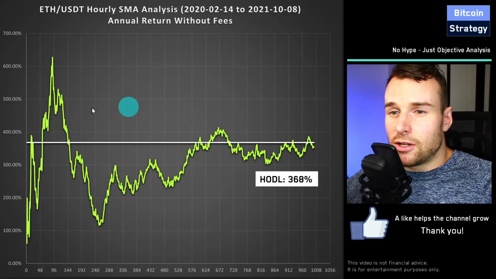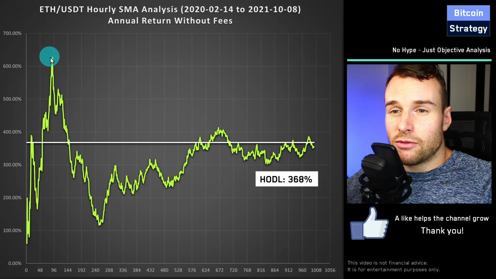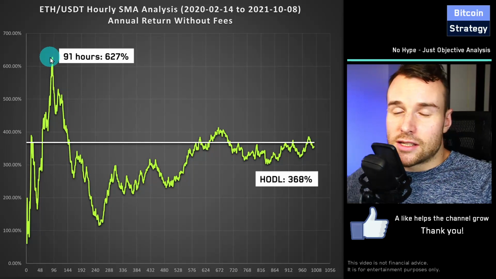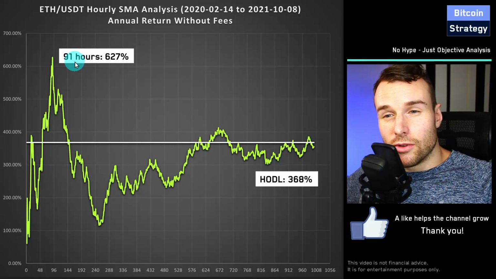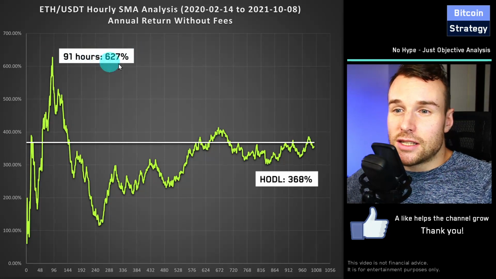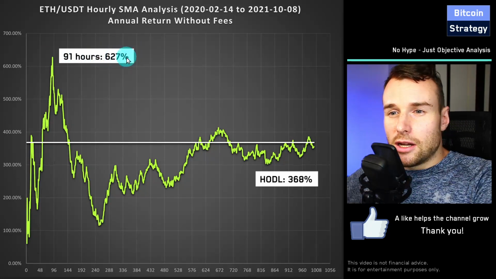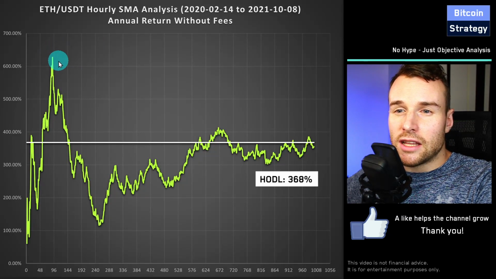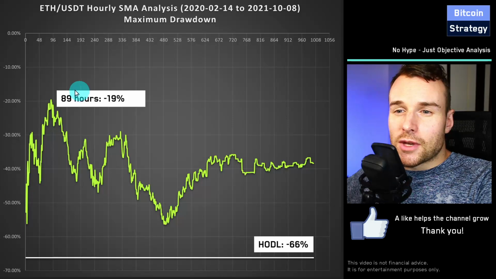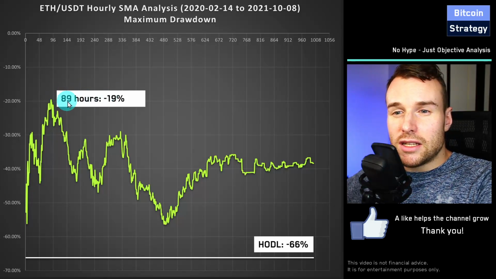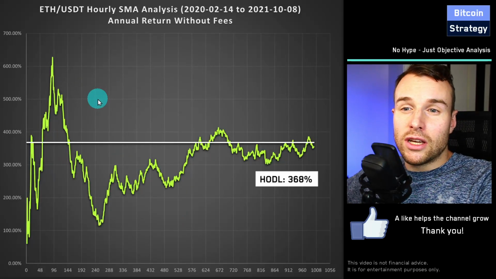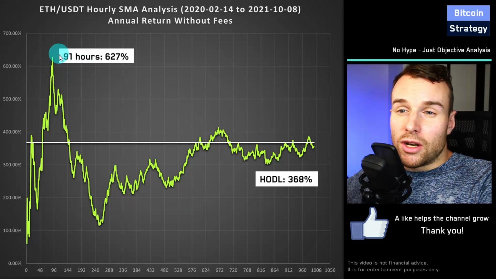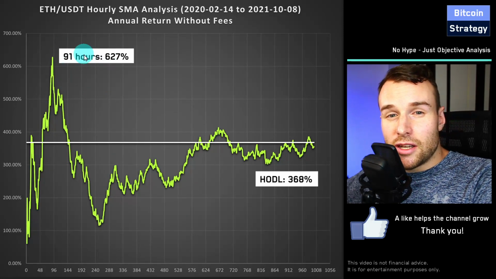Now let's dive into the details here. What's that moving average over here? You probably want to know. That's the 91-hour moving average. So that would have given us 627%. Now that's interesting, right? Because this gives us a lot of performance at the same time quite little risk, right? So we might take the 89-hour moving average, we might take the 91-hour moving average, maybe just the middle, the 90-hour moving average.